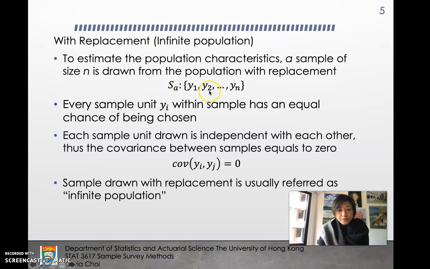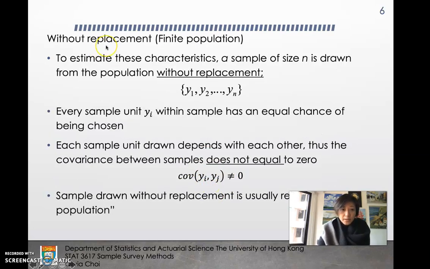Y1, Y2, and Y1 could appear again here because we have with replacement selection. From the data, this is our sample. We can add up to get a sample total, we can take the average to get a sample average, and a proportion of our sample, etc. Bear in mind, every sample unit, Y1, Y2, or even Y1 again, has an equal chance of being chosen every time. Since we are doing with replacement, every sample unit drawn is independent of the others. In that case, the covariance between the sample units equals 0.